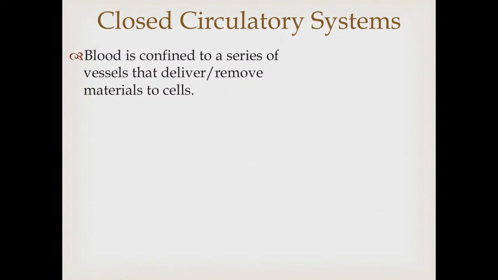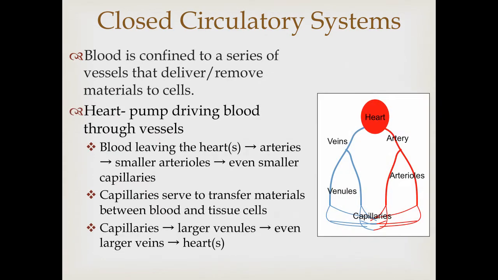Well, the type of circulatory system you're most familiar with is a closed circulatory system. And this is where the blood fluid is confined to a series of vessels that deliver and remove materials to and from cells. Now, what causes the movement in most cases in a closed circulatory system is a heart, or in some cases multiple hearts. These are pumping organs that drive the blood through the vessels.